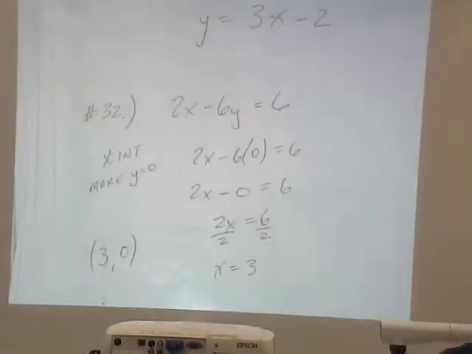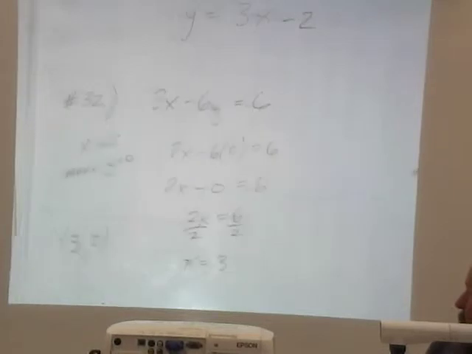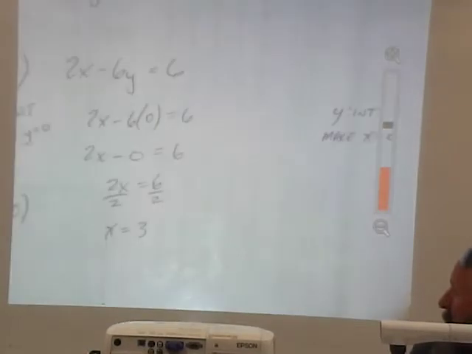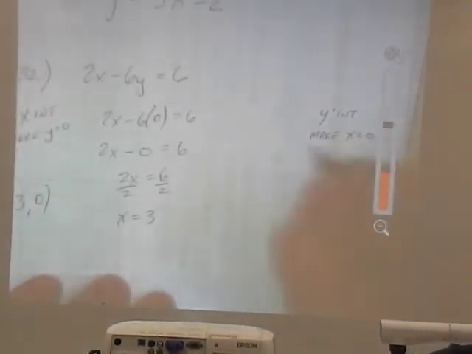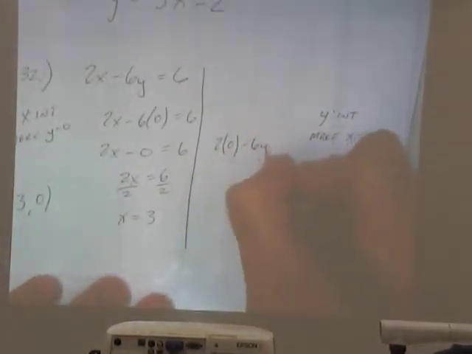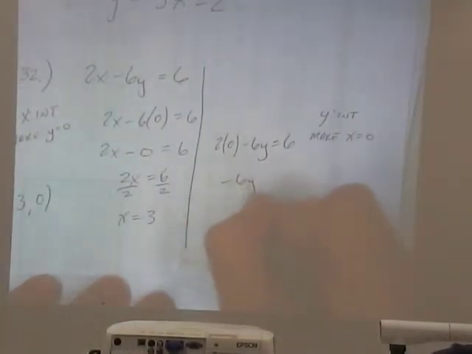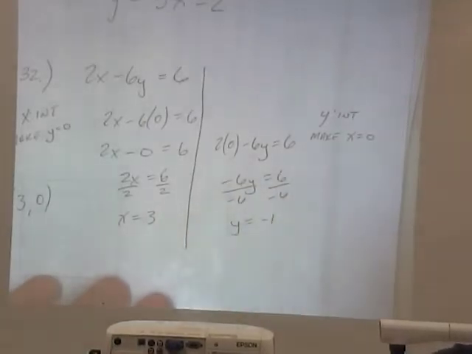And then the y-intercept, what do you think we gotta do? Make x equal 0. So if we make the x equal 0, we'll have 2 times 0 minus 6y equals 6. So that becomes 0. So it's just negative 6y divided by negative 6. Y is equal to negative 1. So it's 0 comma negative 1.